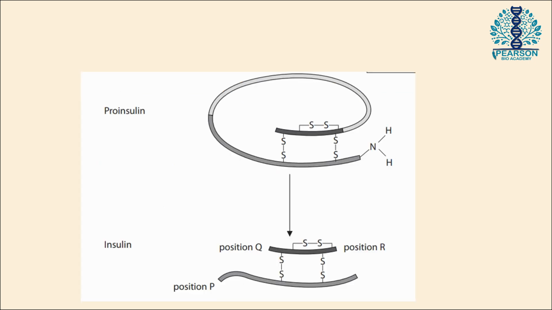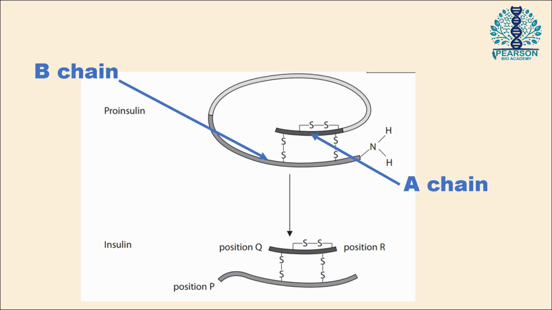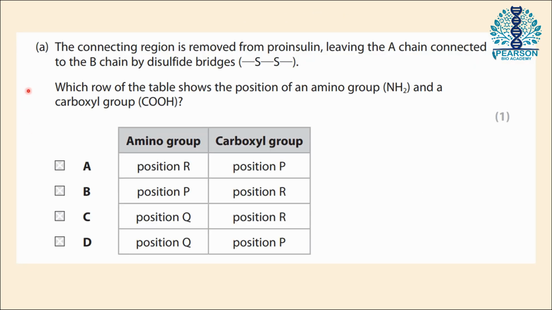The diagram here is illustrated and you can see there is an A chain and a B chain linked by a connecting region. And the question is here, the connecting region is removed from proinsulin, leaving the A chain connected to the B chain by disulfide bridges. Which row of the table shows the position of an amino group and a carboxyl group?